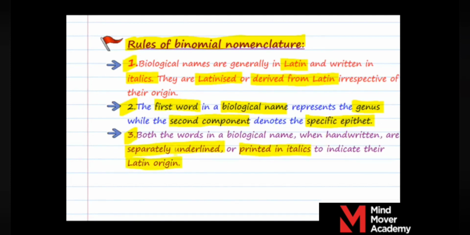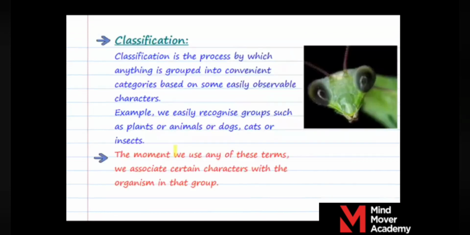So whenever we write a biological name, that is whenever it is handwritten, both the words are separately underlined. This is very important. They are separately underlined or they are printed in italics so as to indicate their Latin origin. So these are the rules of biological nomenclature which are strictly followed by the ICBN and ICZN to provide names or scientific names to plants and animals respectively. So those were the three basic rules of binomial nomenclature.